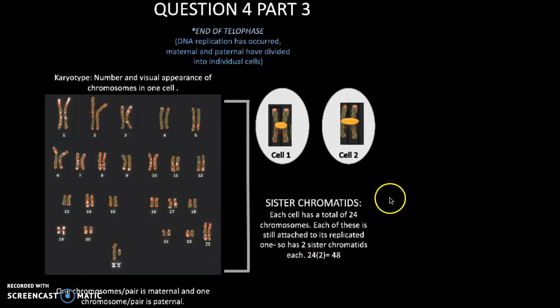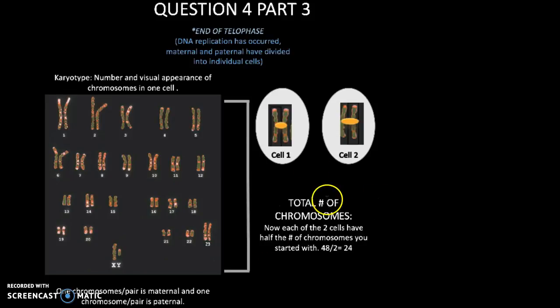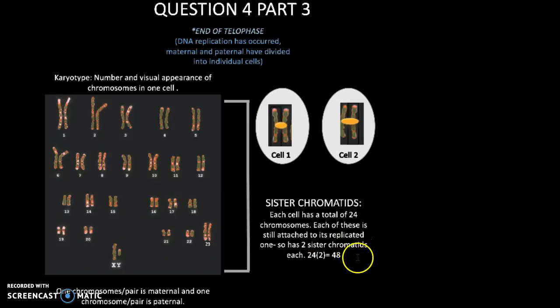And then finally, how many sister chromatids are in each one? So we said from the first part of this, if we go back a few slides, part 3, at the end of telophase, we said each of these has 24 chromosomes within them, right? And each of those chromosomes, as we said, DNA replication has occurred, so each of those chromosomes has two sister chromatids. So you're going to multiply 24 by 2, and that will be 48.